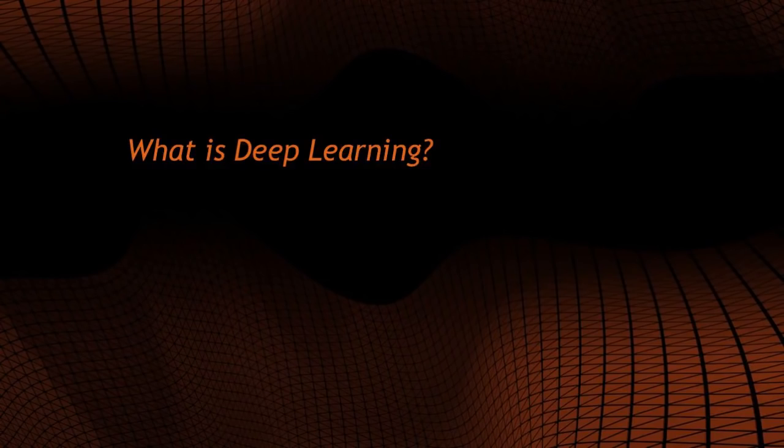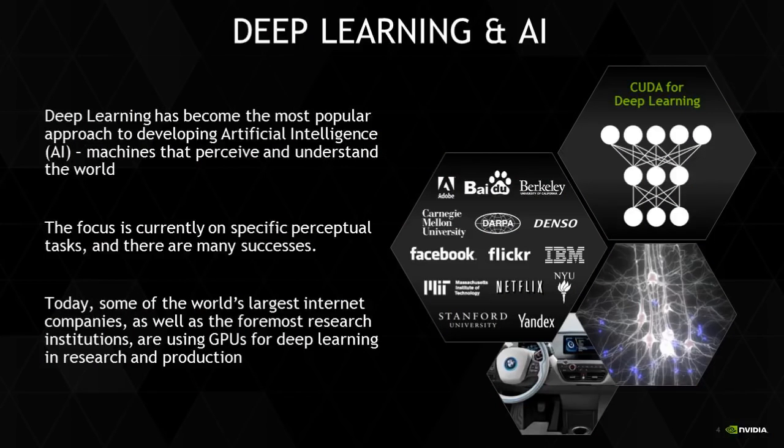So, what is deep learning? Deep learning has become the most popular approach to artificial intelligence in recent years. So artificial intelligence is the quest to build machines that can perceive the real world, understand the world through sensory inputs like video, cameras, and microphones for audio. Currently, the focus of deep learning within AI is on specific perceptual tasks, and there are many successes, some of which we'll talk about. Some of the world's largest internet companies are deploying deep learning today for artificial intelligence machine perception tasks in both research and in production, and almost all of those efforts are using GPUs to accelerate the process of training the deep learning systems.